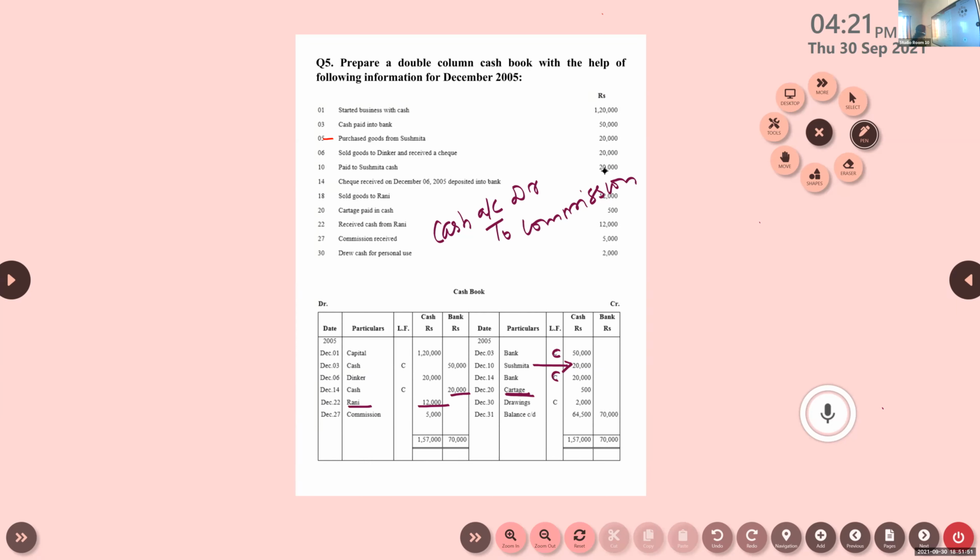Then the last one, drew cash for personal use. It is drew cash for personal use. So what is the entry? Drawings account debit to cash. Cash is credited. Come to the credit side and write by drawings. Okay. So now I hope balancing is over.